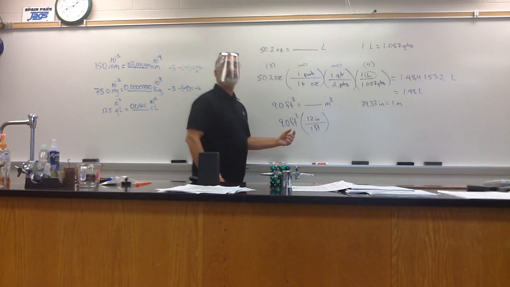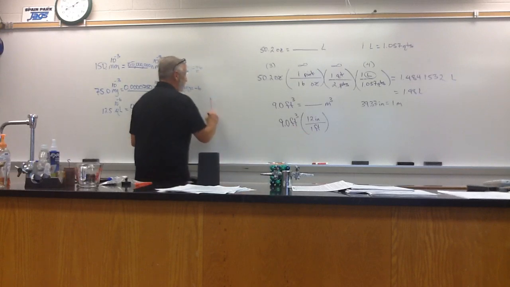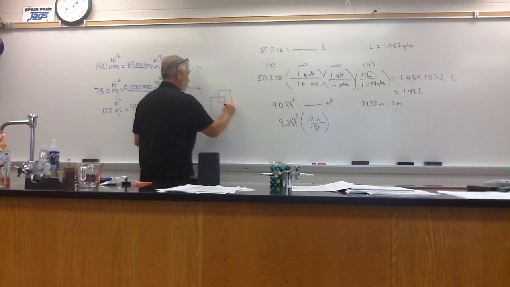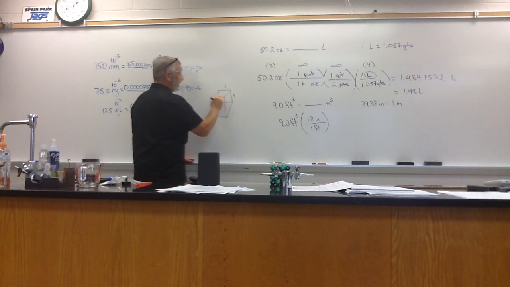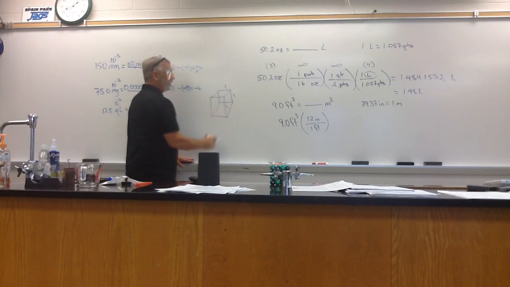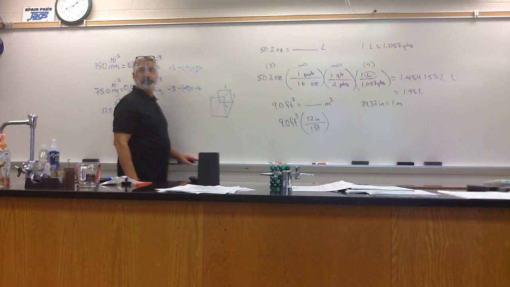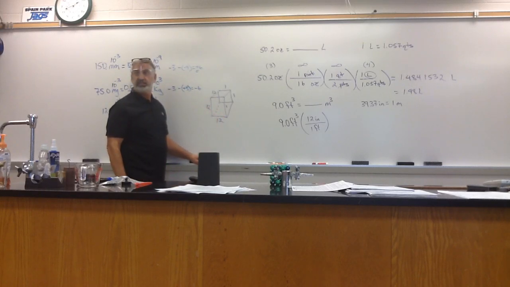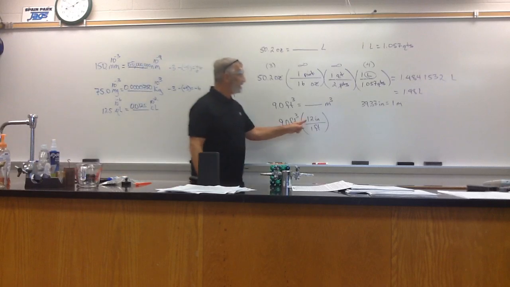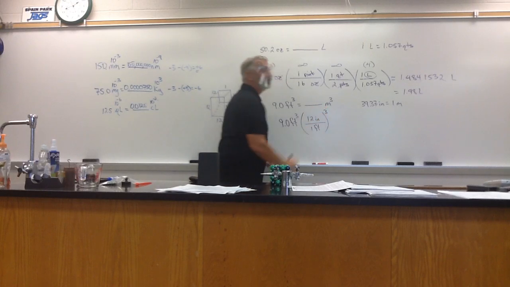But there aren't 12 cubic inches in a cubic foot. Let me see if I can draw my cube. I go 1 foot by 1 foot by 1 foot. That's 1 cubic foot, right? But that's going to be 12 times 12 times 12 cubic inches. So I can't just say 12 inches is 1 foot. I need to know how many cubic inches are in a cubic foot, so I have to cube on the outside.